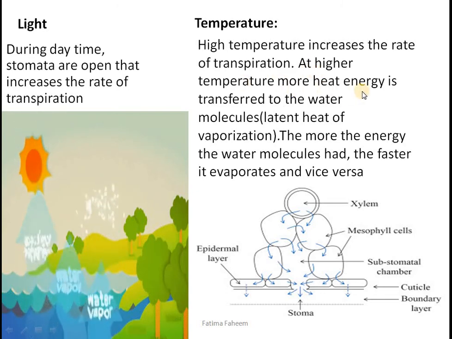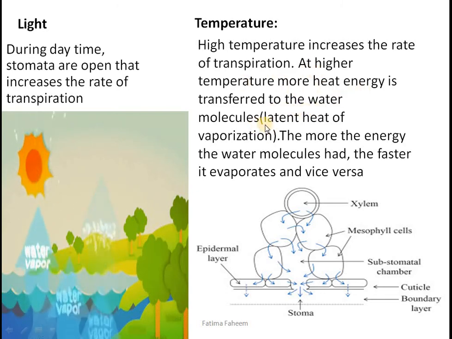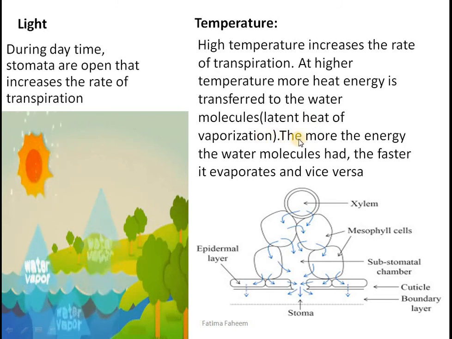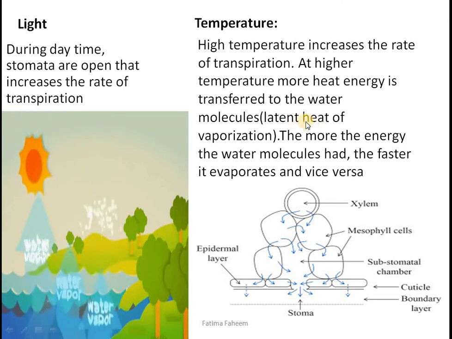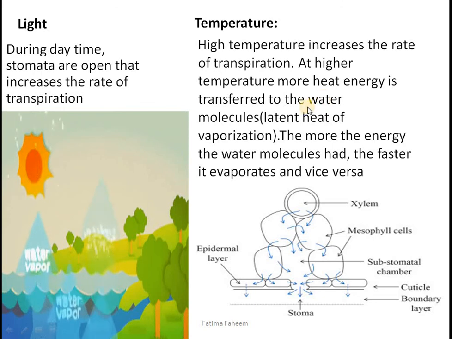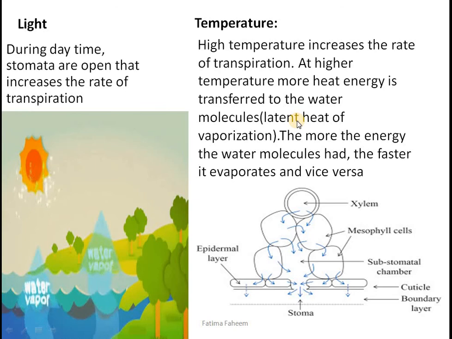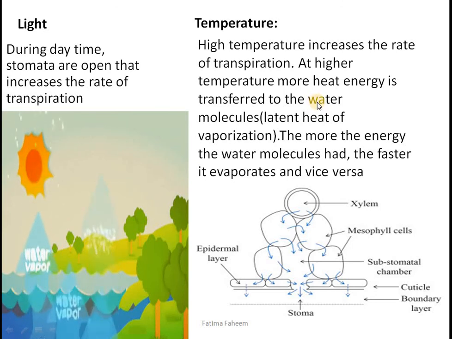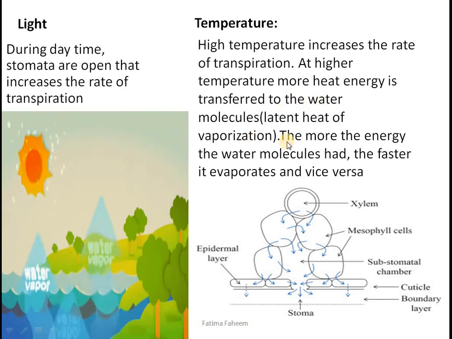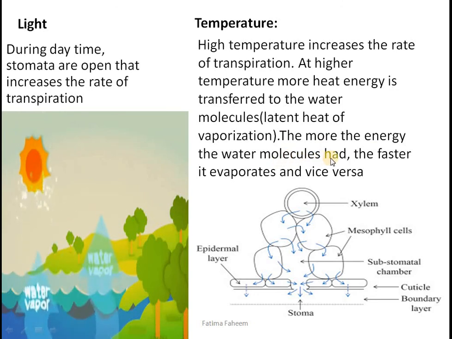At higher temperature, more heat energy is transferred to the water molecules. Latent heat of vaporization is the amount of energy or heat required for water to change from liquid to vapor state. So whenever you are increasing the temperature, you are actually providing the water molecules with more energy. This energy would cause the water molecules to change their physical form, that is, to convert from water or liquid form to vapor state. The more energy the water molecules have, the faster they evaporate and vice versa.